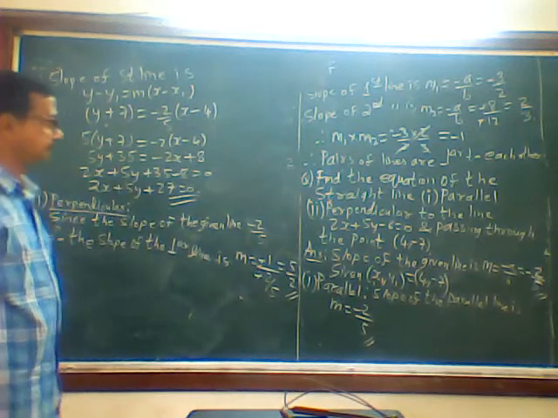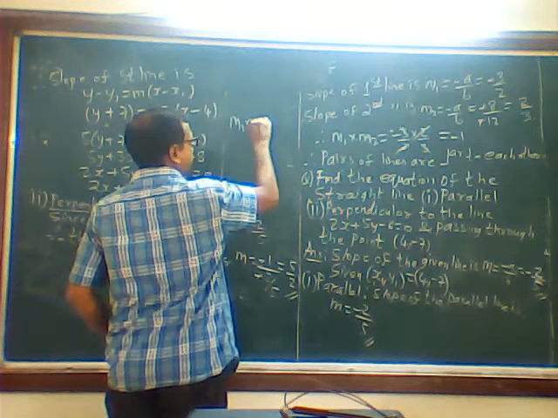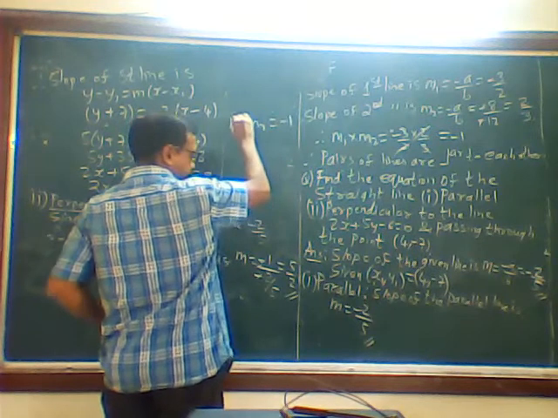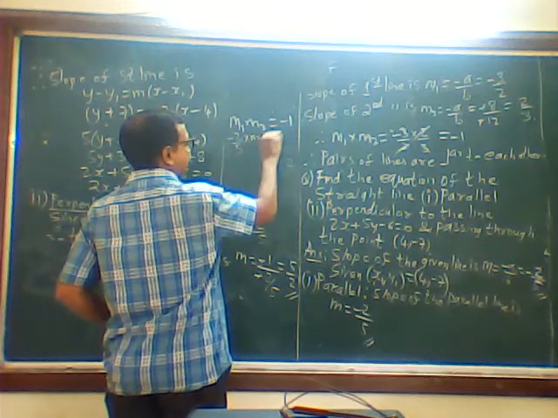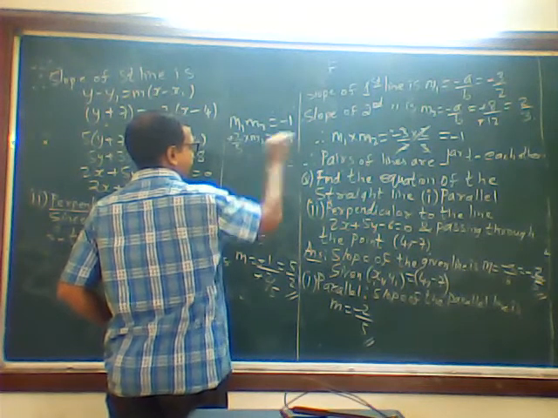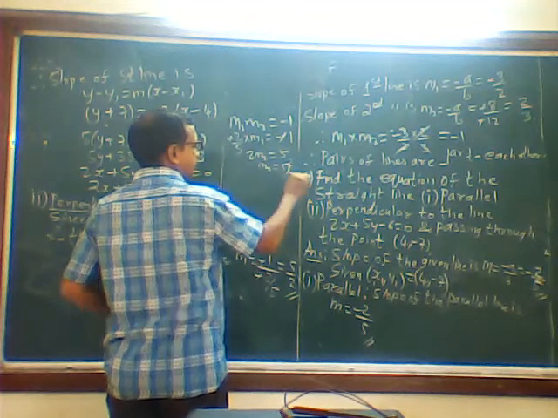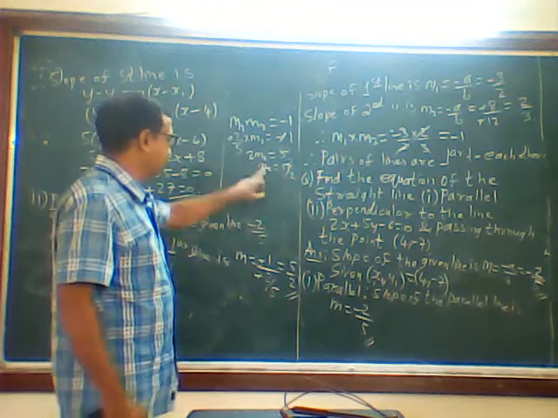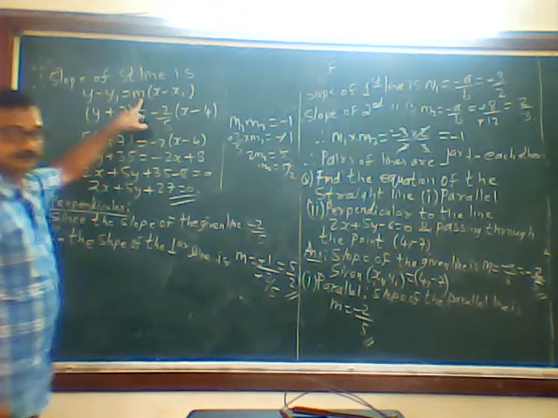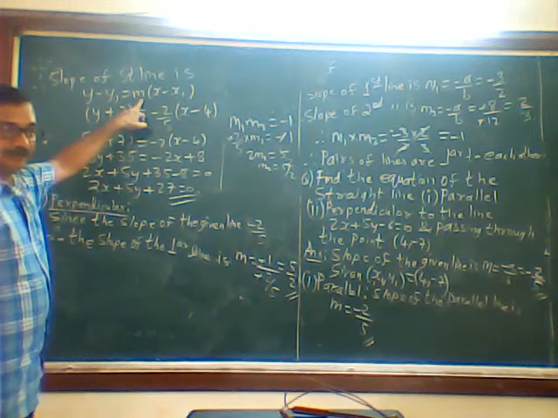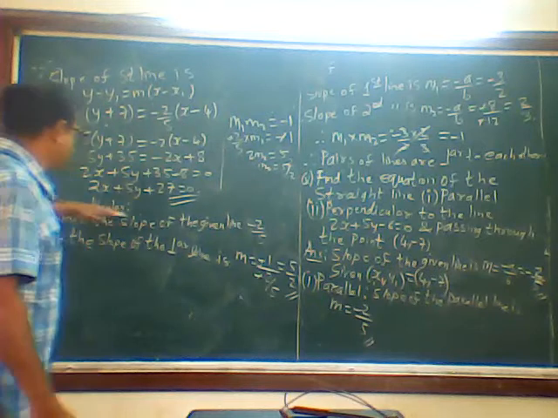Got it? This is nothing but m1 into m2 is equal to minus 1. Here m1 is minus 2 by 5 into m2 is equal to minus 1. Minus minus goes, and 5 will go here. Therefore m2 is 5 upon 2. But we are not writing m2 here, we are writing m, because I have to put it in this equation. I can't write y minus y1 is equal to m2 into this. Got my point?